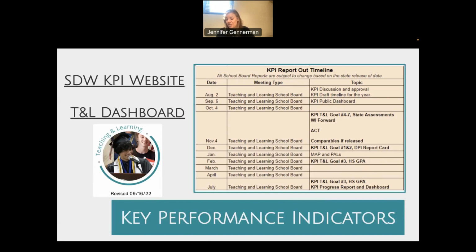Now that we've covered all the school and district report card results, we want to take an opportunity to share out on our teaching and learning reporting timeline for our key performance indicators. As shared earlier, we have these on our website, and specifically there's a teaching and learning dashboard where you can see all this information. After the in-person meeting on December 6th, we'll be updating the results related to these areas.